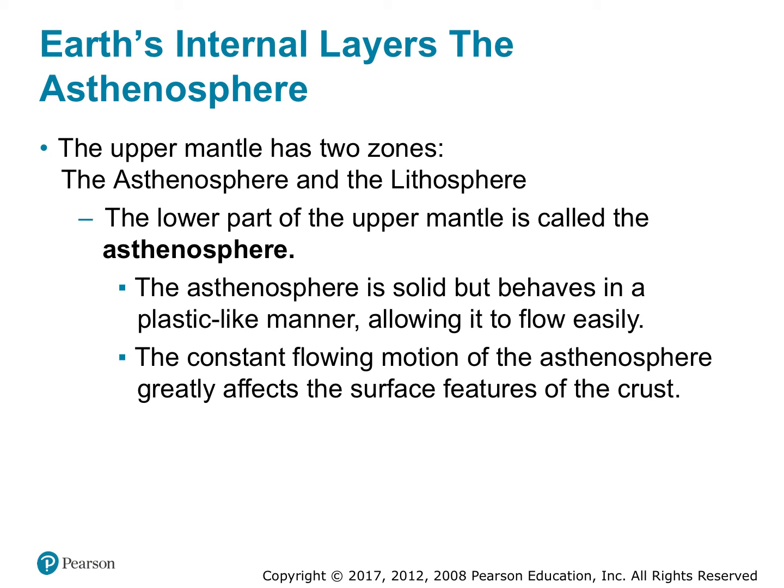But at the same time, if I ball that silly putty up into a ball and I throw it at the floor really hard, it'll bounce like a solid. And so silly putty is a material that, depending on the conditions it's subjected to, can either flow like a liquid or react like a solid. And it's the same kind of idea in the asthenosphere. It's a solid material, but it also can flow like a liquid. And this flowing motion of the asthenosphere actually affects the surface features of the crust.